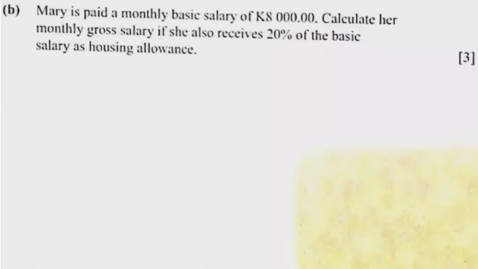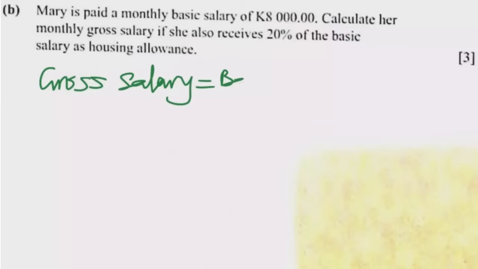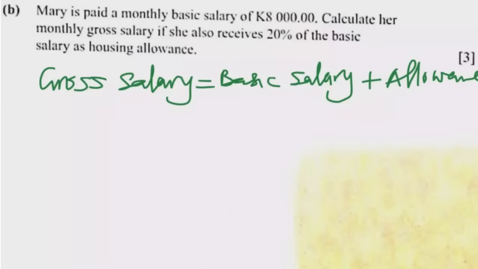Okay, so what we can do now is say gross salary is equal to basic salary plus allowance. Before any deduction, just plus allowance, okay? Before there are deductions. So what we can do now, we can say, what is a basic salary?